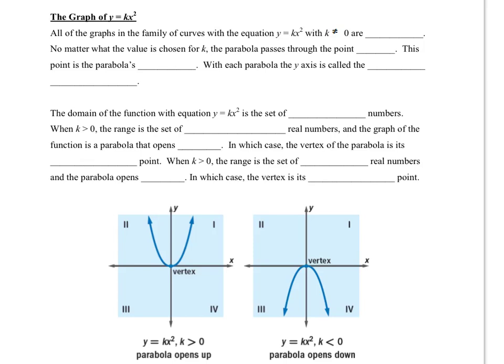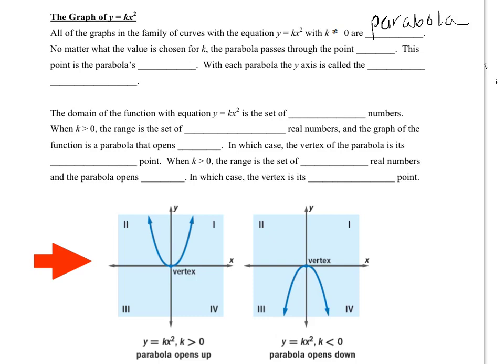Okay, so let's talk about the graph of y equals kx squared. We did some examples with y equals kx squared, figuring out the rate of change. Now let's specifically focus on that graph. All of the graphs in the family of curves with the equation y equals kx squared with k not equal to 0 are parabolas. So if you were to graph anything in that form, it would look like a parabola. And a parabola is basically a smiley face or a frown graph. You can see those both down below.